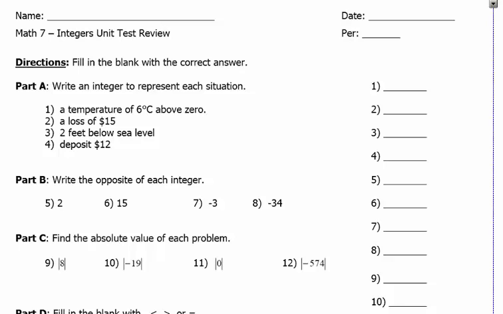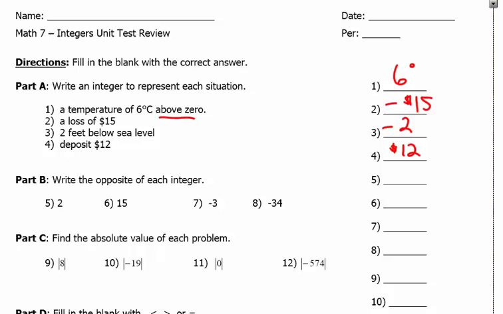The first part says to write an integer to represent each situation, so we're looking for a number that represents a situation. Number 1, above 0 would be positive 6 degrees. Number 2, a loss is negative 15. Number 3, 2 feet below is negative 2. And number 4, a deposit of $12 is positive.